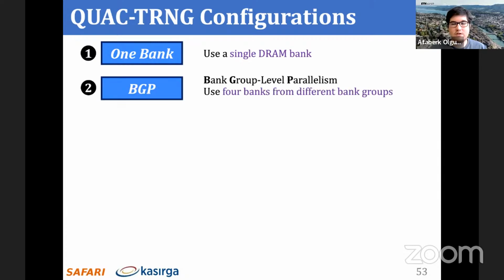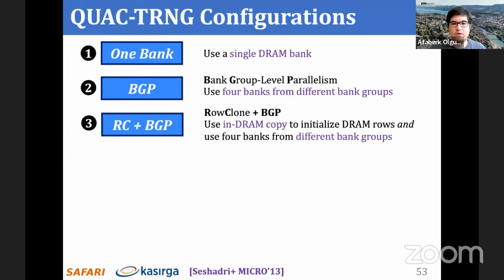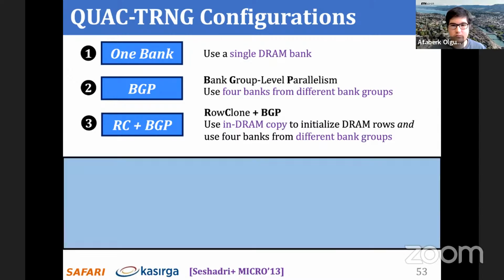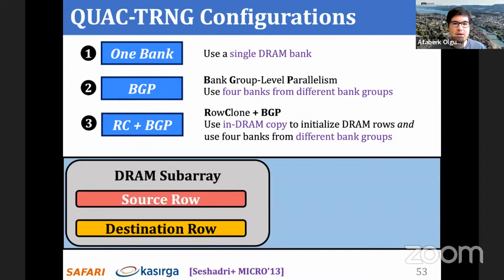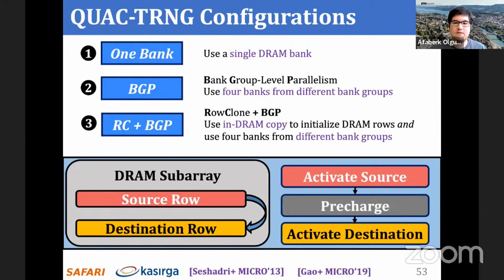The second configuration, BGP, exploits the bank group level parallelism in DDR4 to parallelize DRAM commands required to perform QUAC-TRNG iterations. And the third configuration, RC plus BGP, uses RowClone to bulk initialize DRAM segments row by row in DRAM, and it exploits bank group level parallelism. We use the previously proposed RowClone operations to bulk copy data within a DRAM subarray, and this reduces the overhead of initialization.